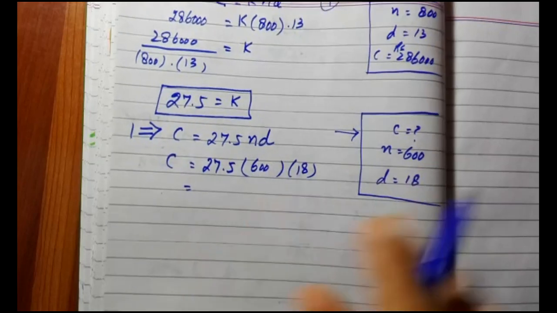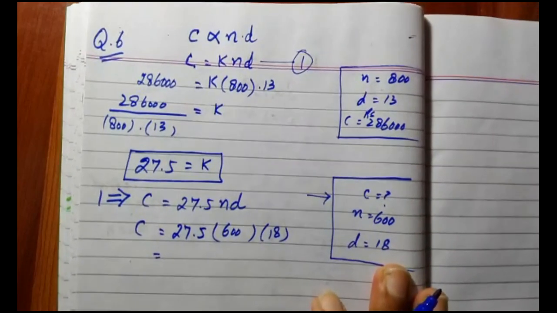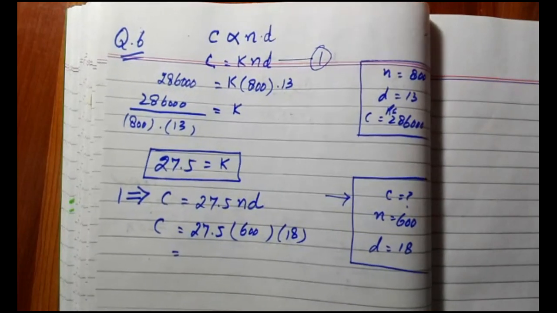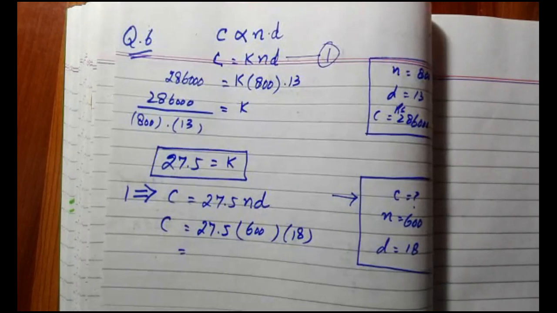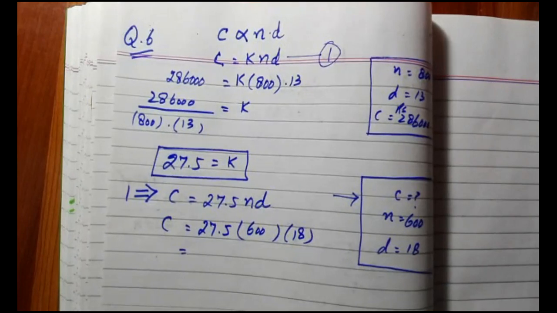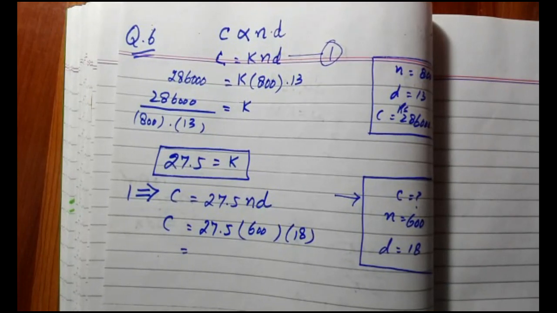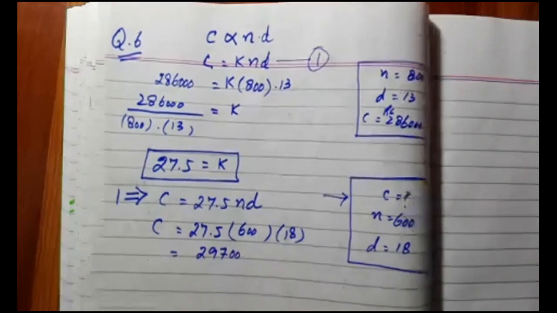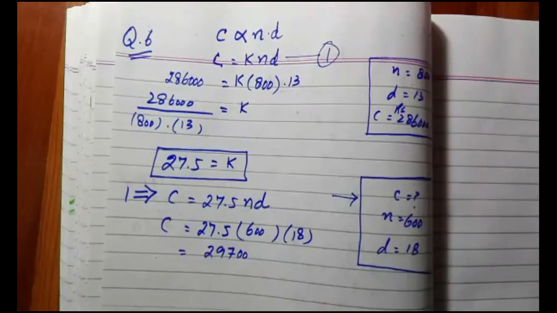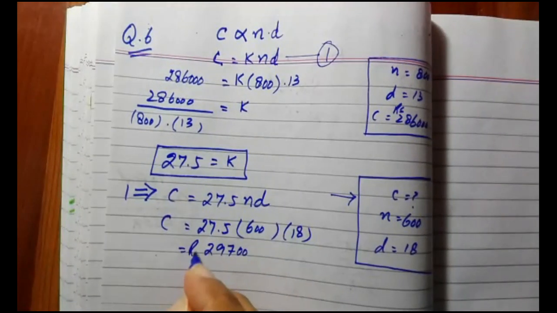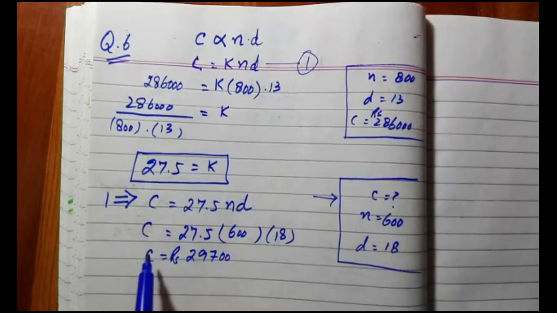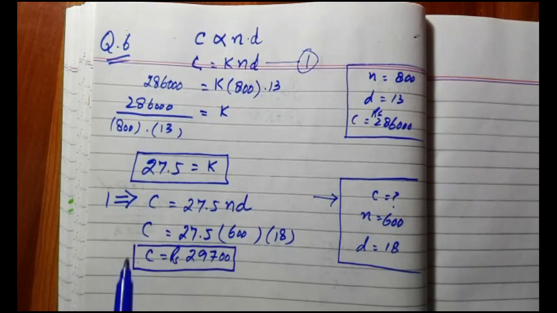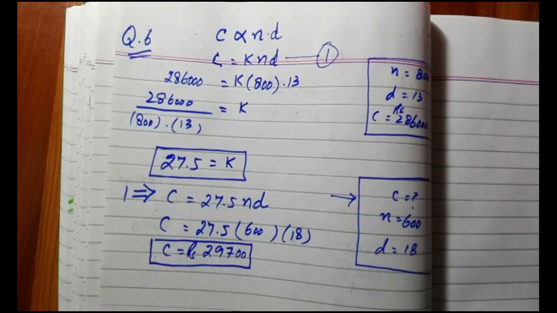By using calculator, you will see that 27.5 into 600 into 18 gives us 297,000 rupees. This is how the cost will be calculated for this particular problem. This is question number 6.